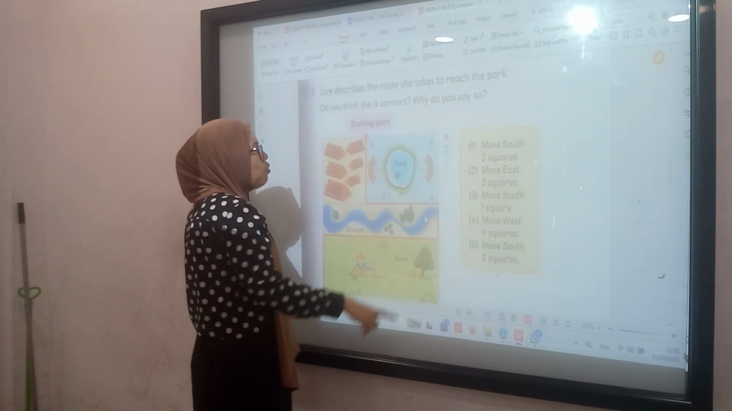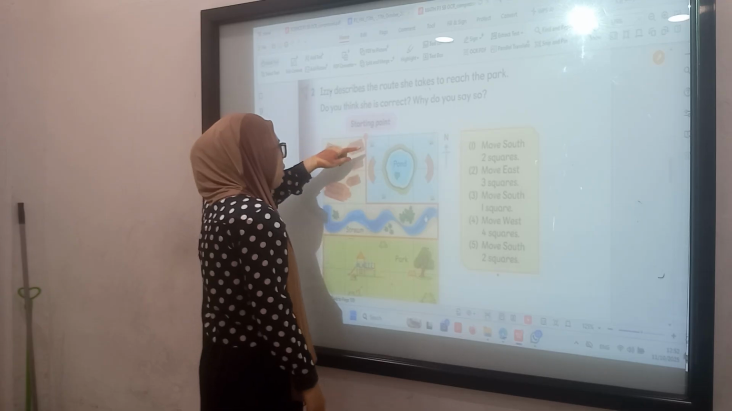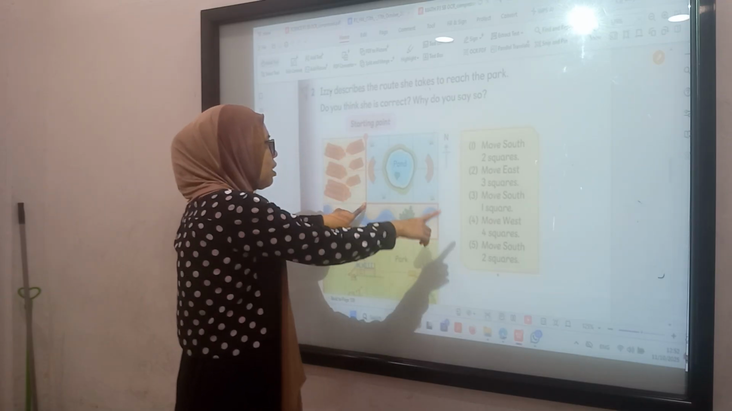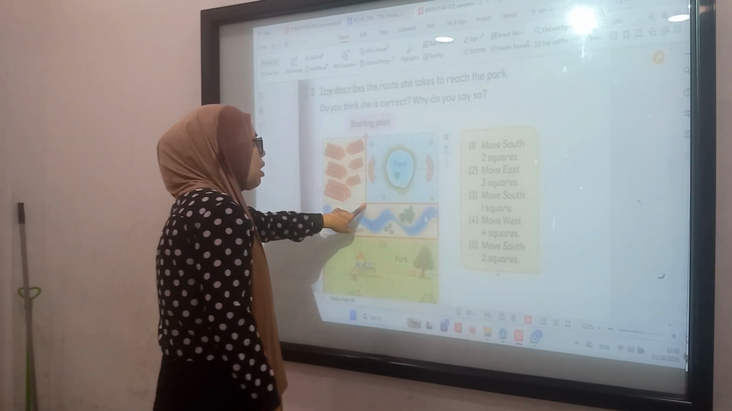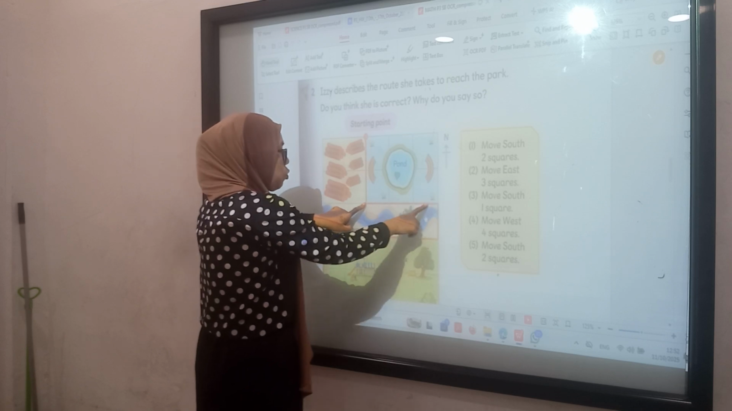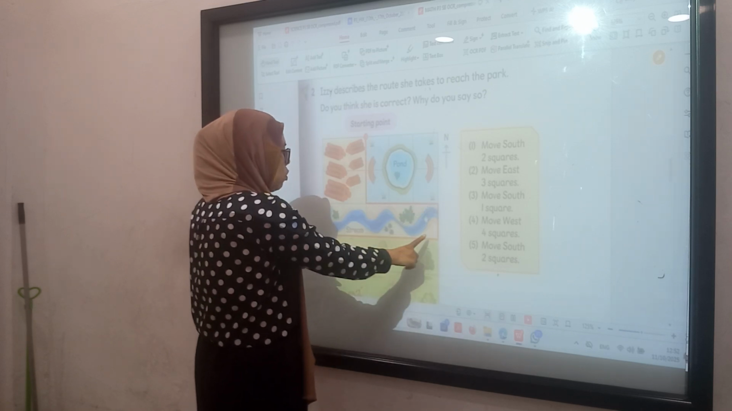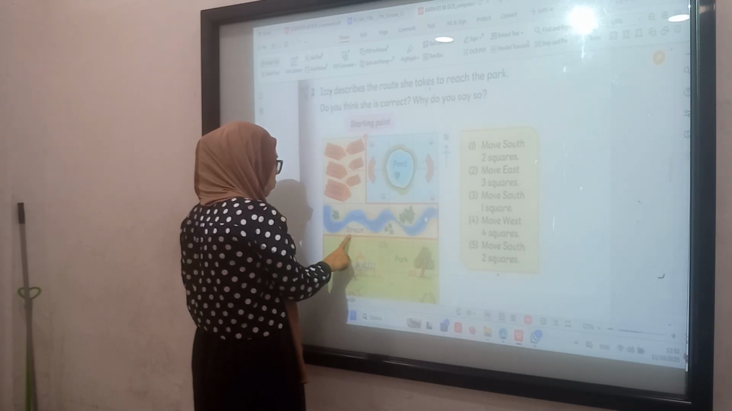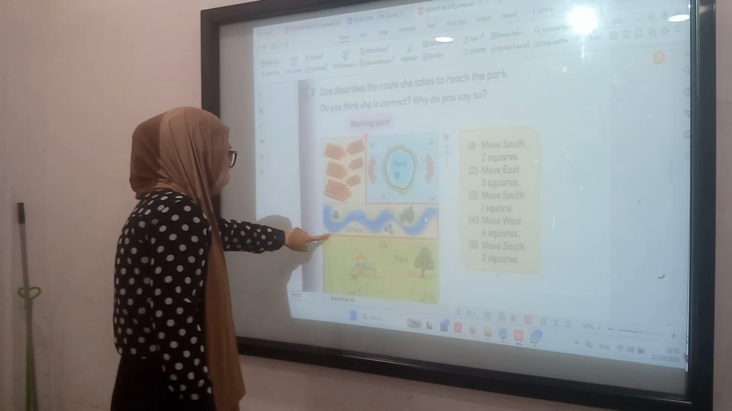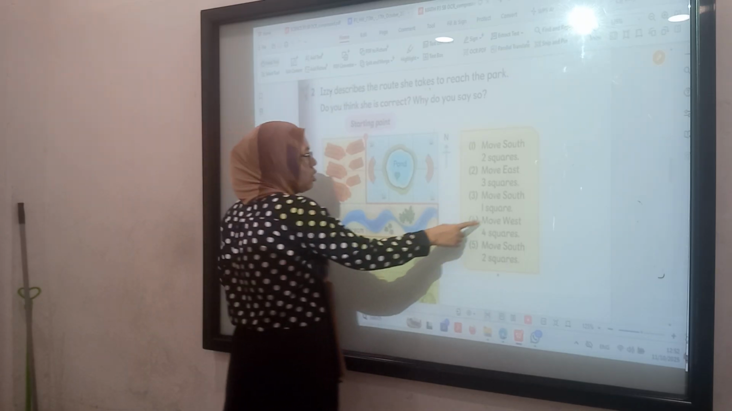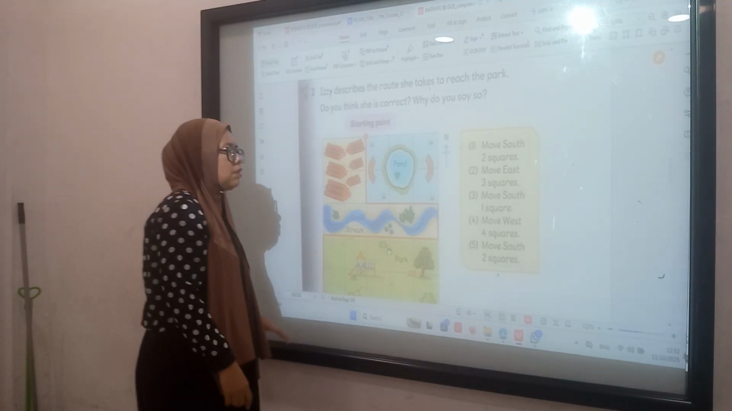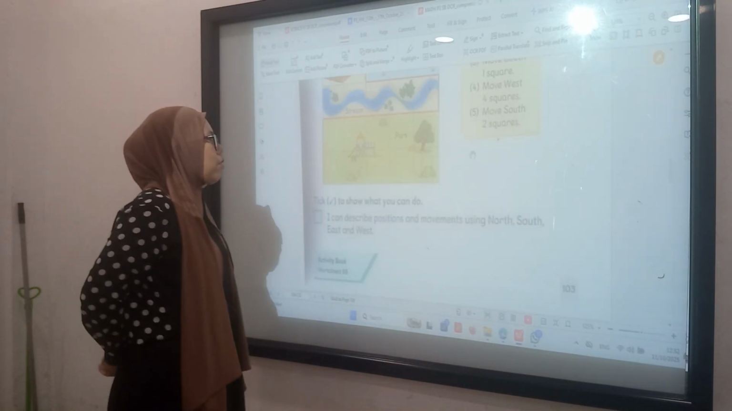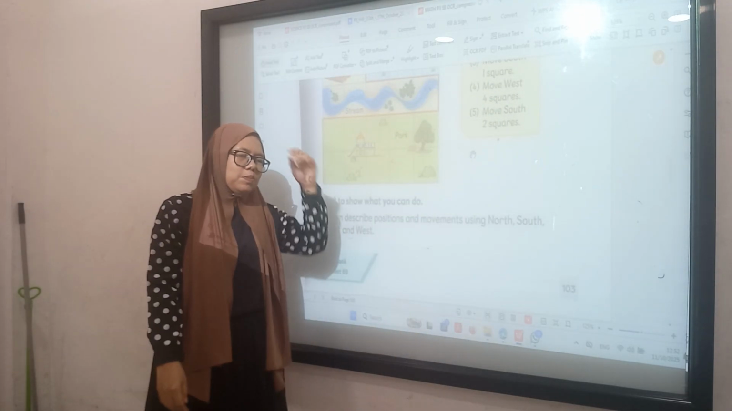Okay, the first move south 2 squares, 1, 2. And after that move east 3 squares, 1, 2, 3. And then move south 1 square here. And then move 4 squares, become 5 squares. Yeah. 1, 2, 3, 4, 5. And then move south 2 squares, 1, 2. So it means that this is number 4 square. Yeah. Okay. Finish. I think we can just go to the vocabulary.